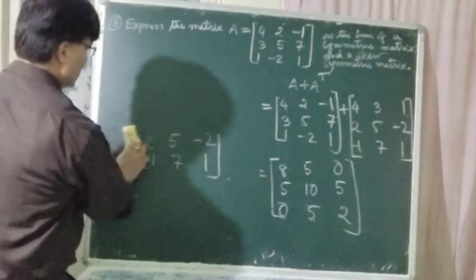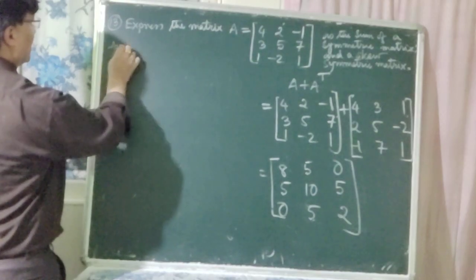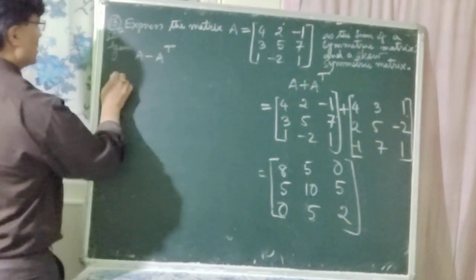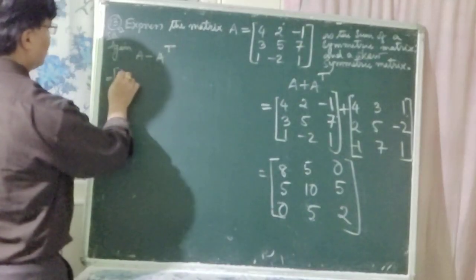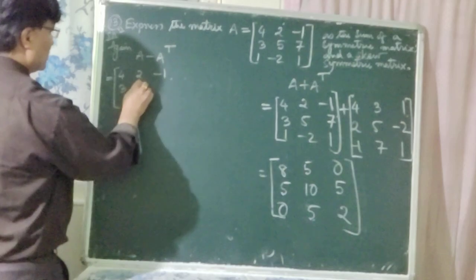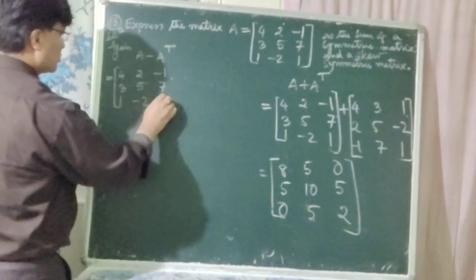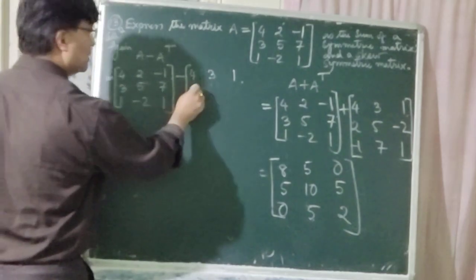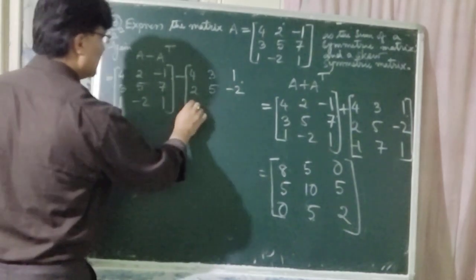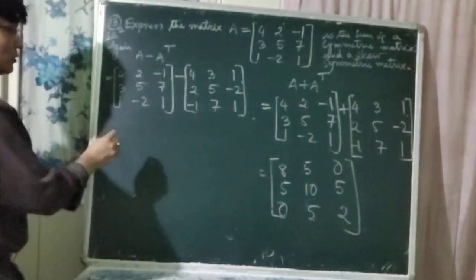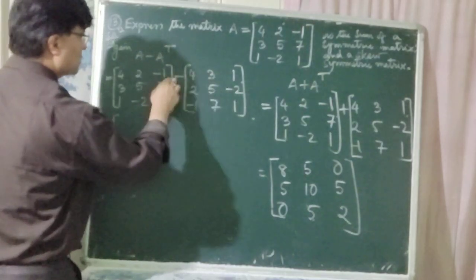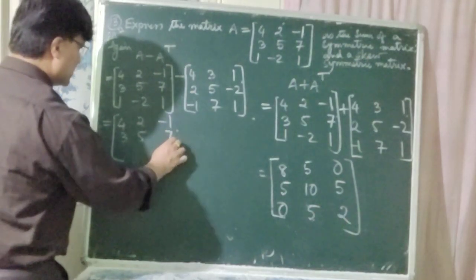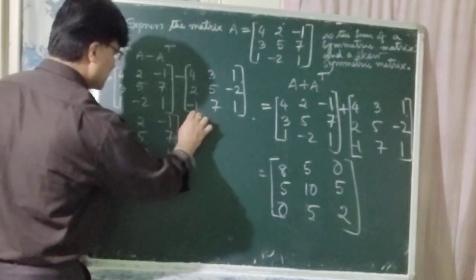Next, you have to find out A minus A transpose. A is 4, 2, minus 1, 3, 5, 7, 1, minus 2, 1, minus A transpose, which is 4, 3, 1, 2, 5, minus 2, minus 1, 7, 1. You can multiply the second matrix by the scalar quantity minus 1, so we write it with a plus sign.